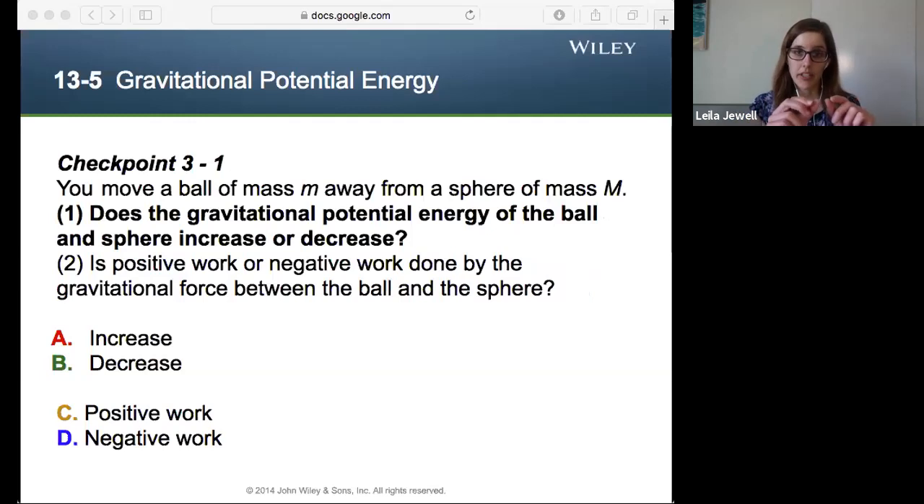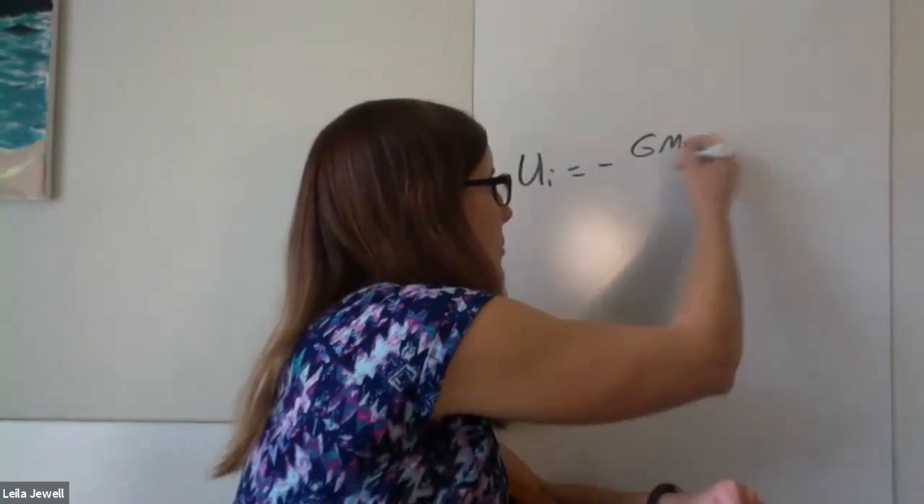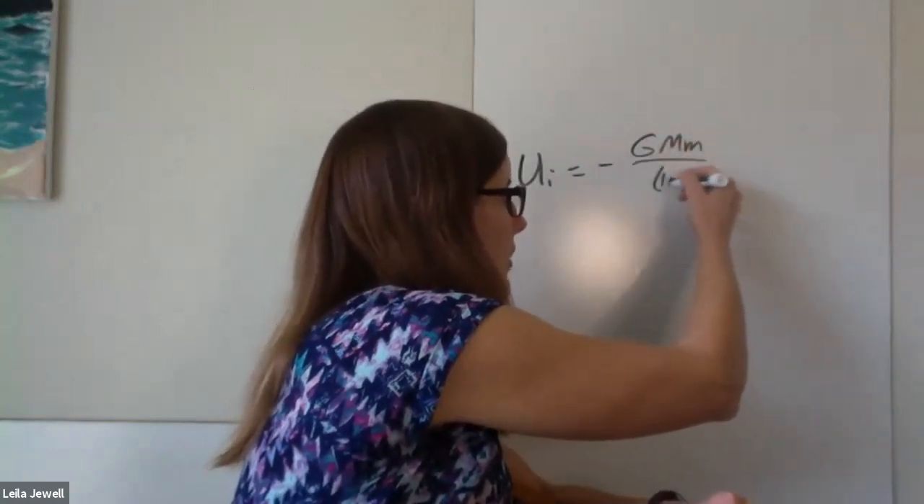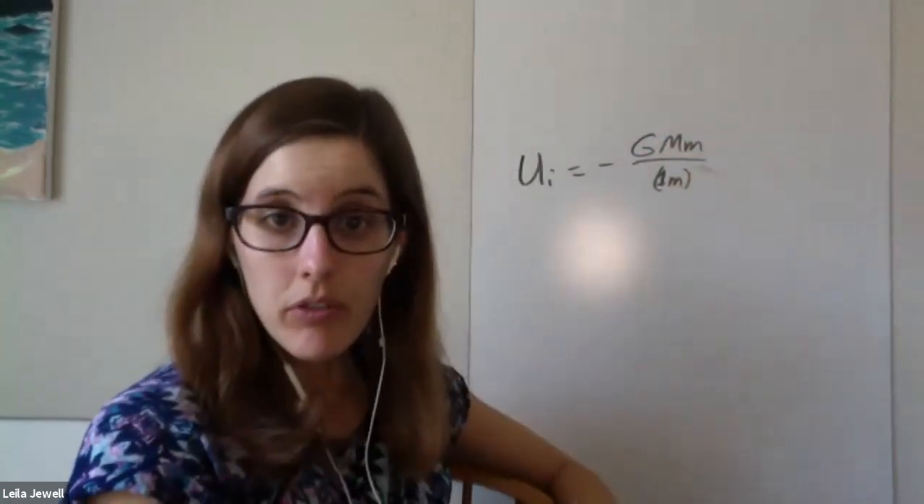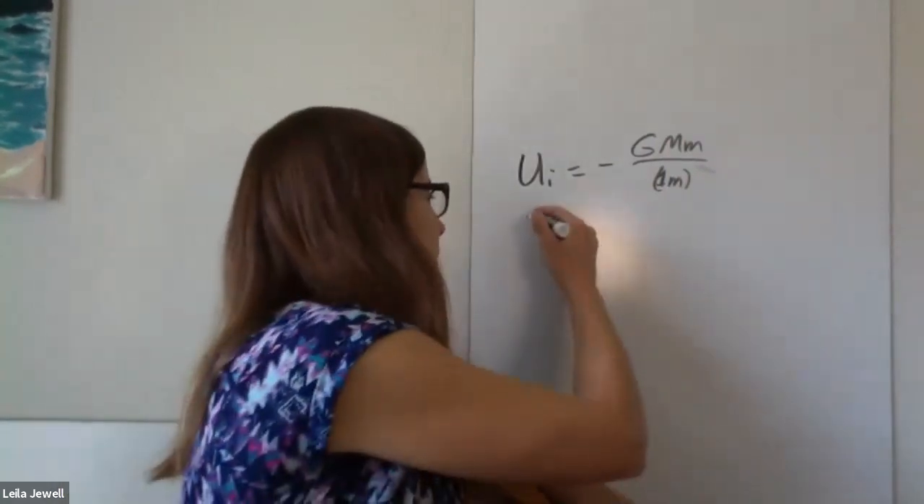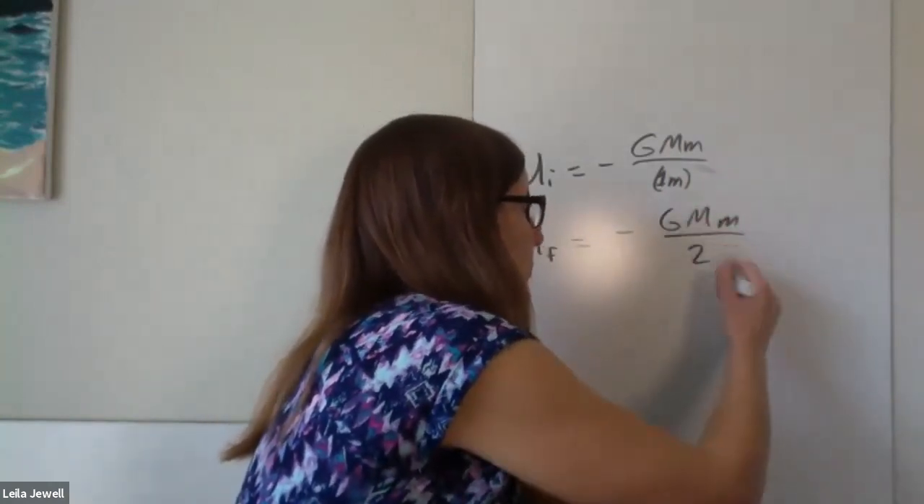But you can conceptualize it that, hey, if I'm moving further from the surface of Earth, my gravitational potential energy is increasing. You could also try it out with some numbers, just to get a sense of how it's changing. So I have some initial potential energy of negative GM over, say, 1 meter. Okay, and then I move my ball further away, say, to 2 meters. I don't know the other numbers, but I'm just focusing on that one. So negative GM over 2.